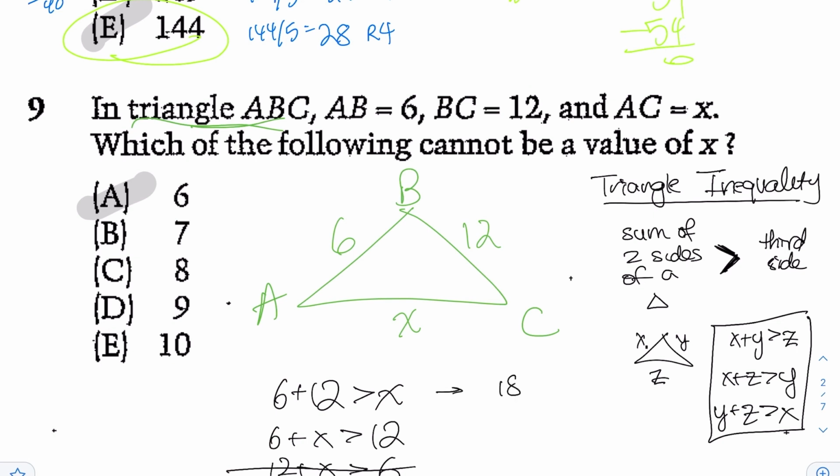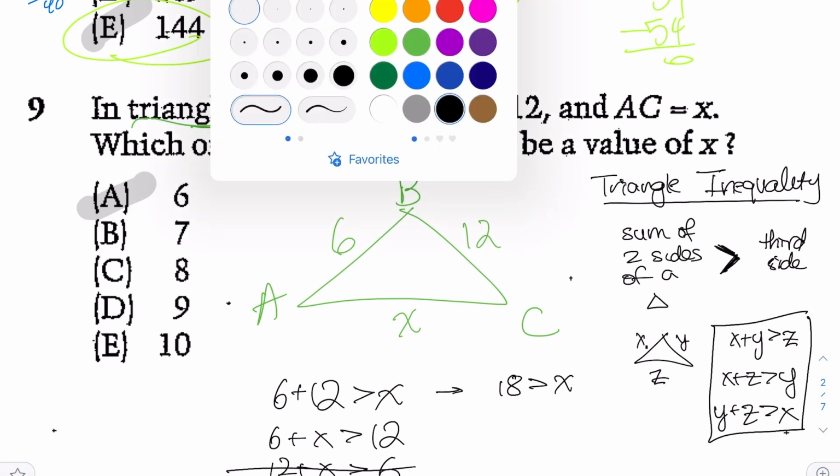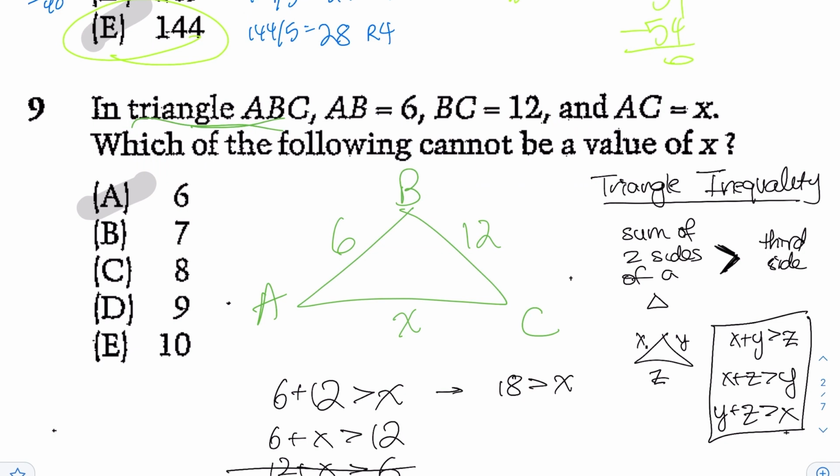6 plus 12, of course, is 18. So 18 has to be greater than x. So x has to be less than 18. Now, all the choices are less than 18. So that's not that helpful here. But sometimes that will give you the answer.